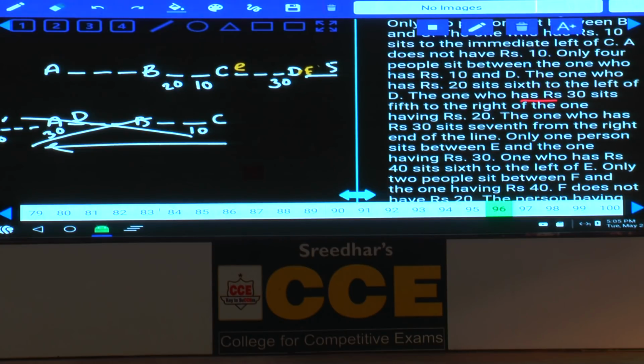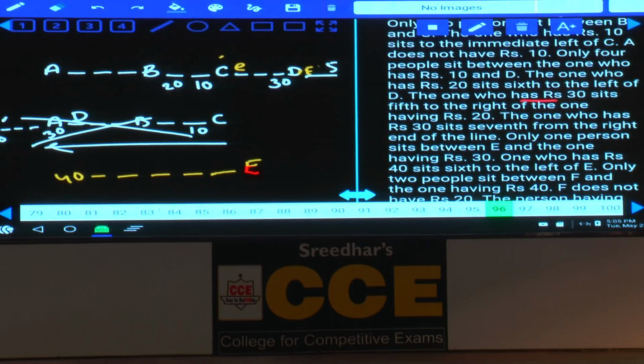And the one who has rupees 40 sits 6th to the left of E. Now E is here, 40 is seated 6th to the left. 1, 2, 3, 4, 5. Now 40 sits 6th to the left.